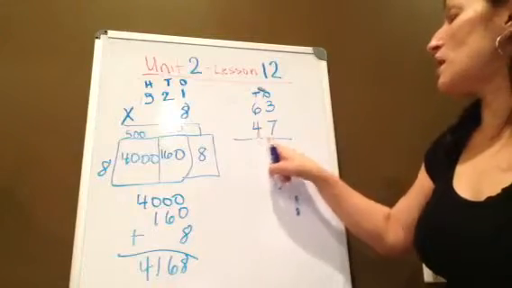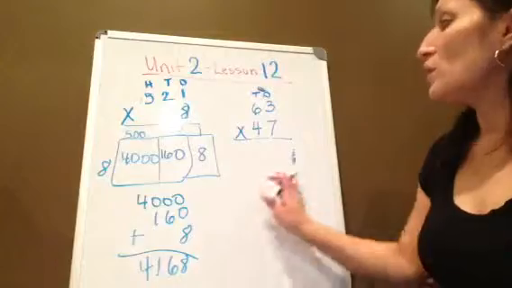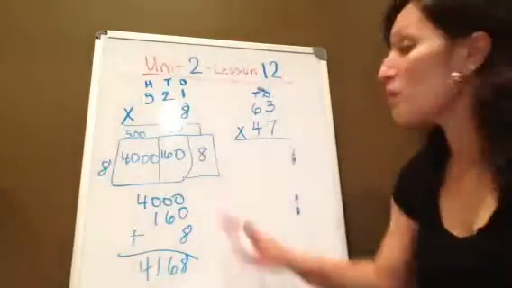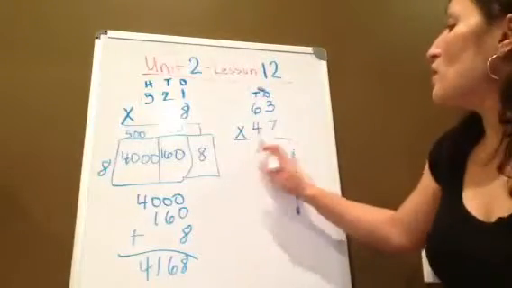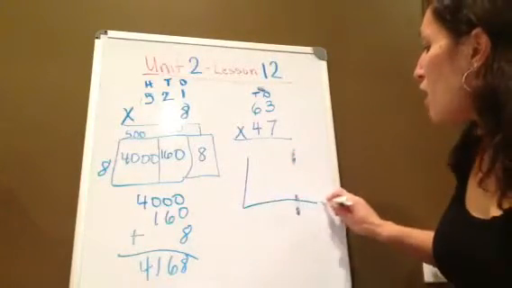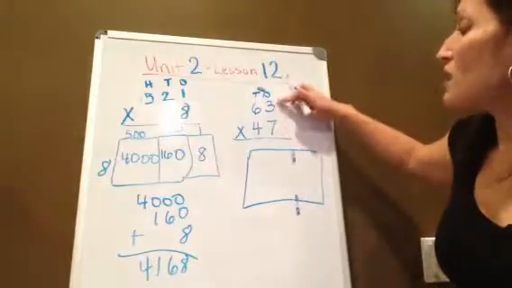4 tens, 7 ones, and we're going to multiply these numbers together, okay? So let's go ahead and do the place value section model, because that box method just makes sense to so many of us. Okay, so this time I'm going to draw my square, my box, okay? But the difference is that I've got 63.